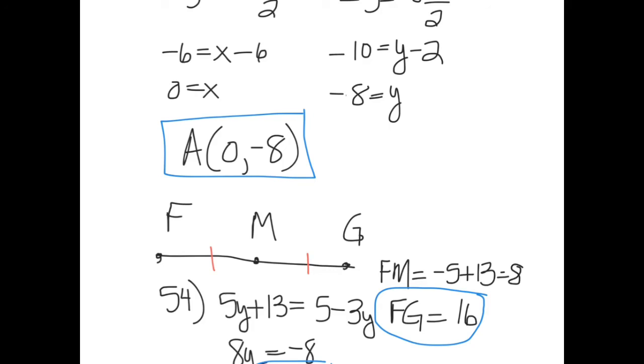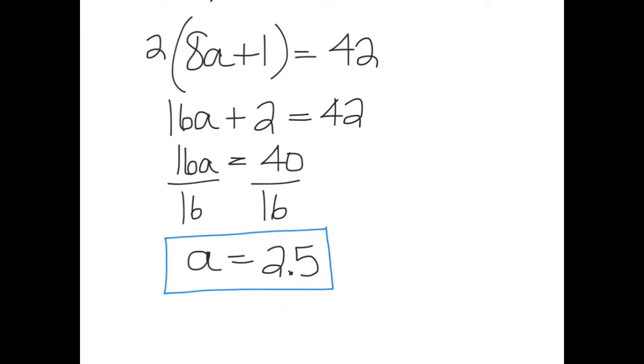Last couple of problems you guys are doing. Number 56, since M is the midpoint, I multiplied the value of 8a plus 1 by 2 to get the whole segment, FG, which is 42. So when I distributed 2 times the quantity 8a plus 1, it yields 16a plus 2 equals 42. 16a equals 40. So that means a equals 2.5. And I believe that's it.